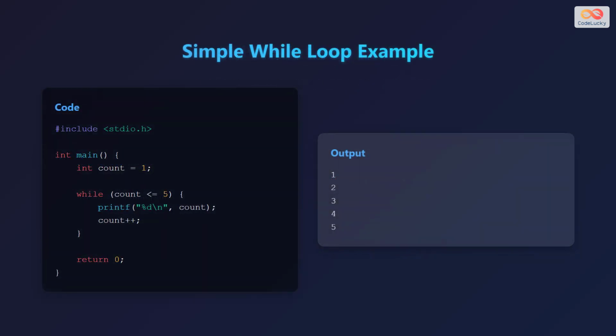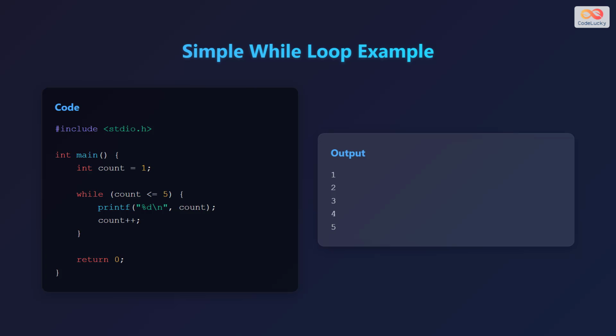Now let's walk through a simple example of a while loop in C. As you can see in the code, we include the standard input-output header file, stdio.h. Inside the main function, we declare an integer variable named count and initialize it to 1. The while loop condition checks if count is less than or equal to 5. As long as this condition is true, the code inside the loop will be executed.